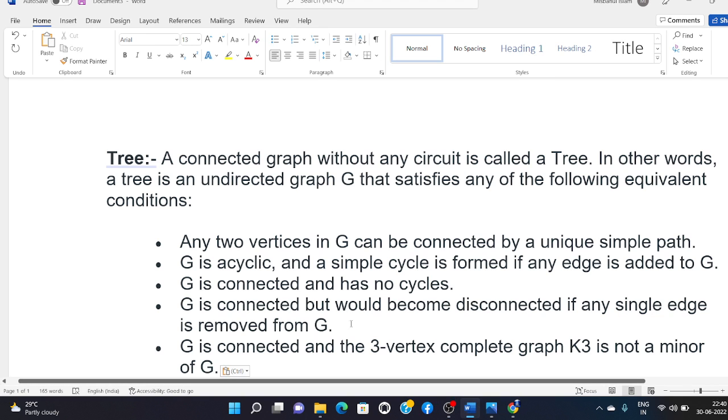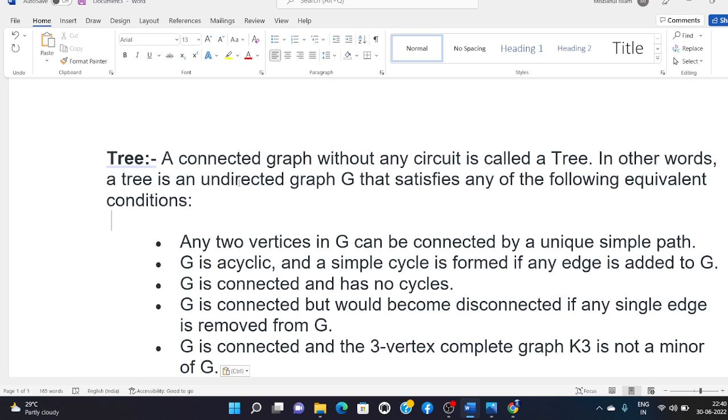Next, I talk about another very important question. What is a tree? Tree definition. A connected graph without any circuit is called a tree. In other words, a tree is an undirected graph G that satisfies any of the following equivalent conditions.